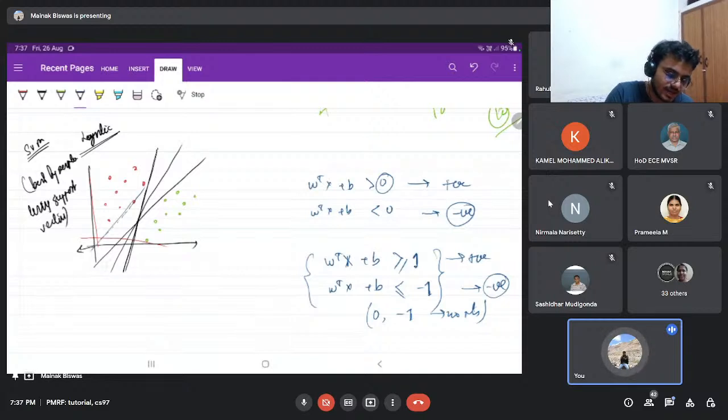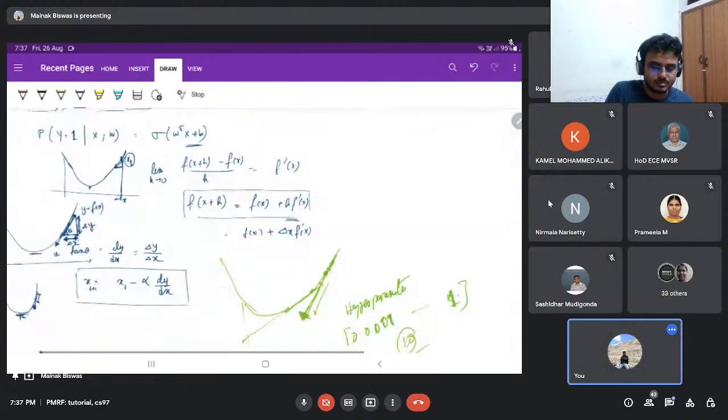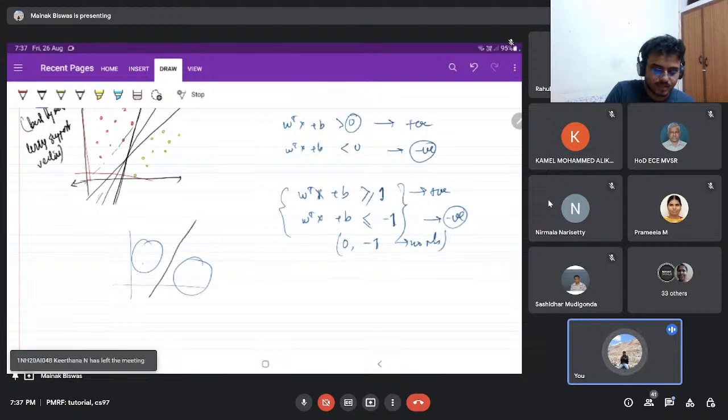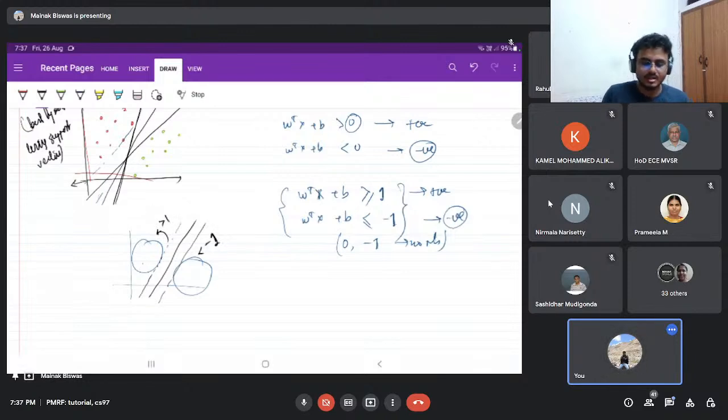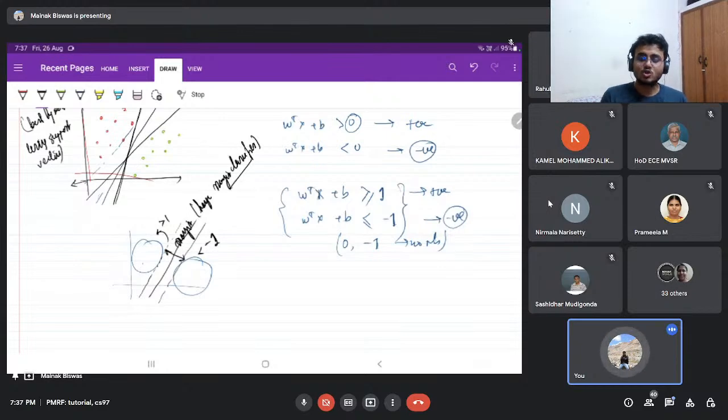This will enable me to do something like this. Let me draw it separately. You have these two distributions. It will select points greater than 1 and points less than -1. So this creates a margin that is also known as a large margin classifier. It tries to maximize this margin. This is the entire idea of an SVM.